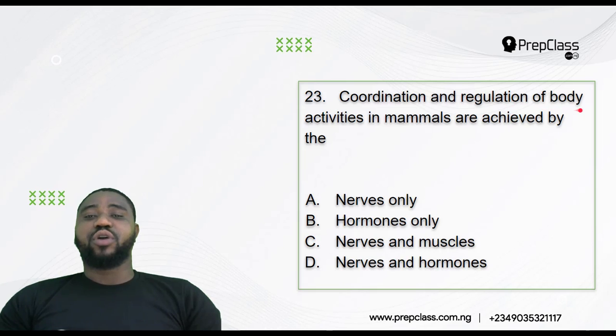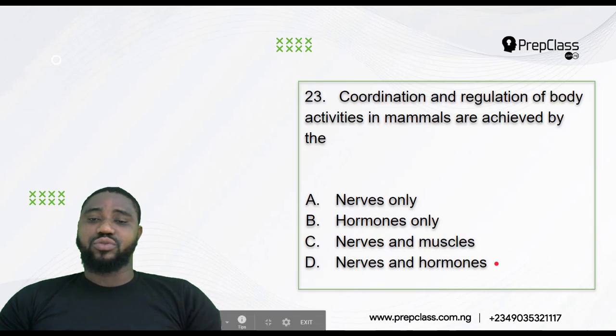23. Coordination and regulation of body activities in mammals are achieved by. Is it nerves only? Hormones only? Nerves and muscles? Nerves and hormones?